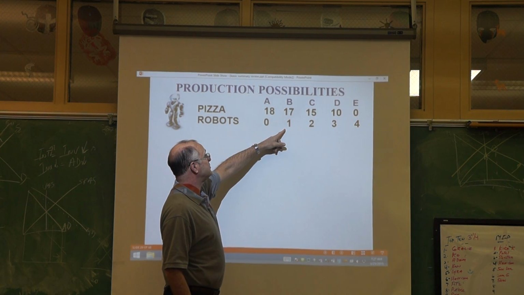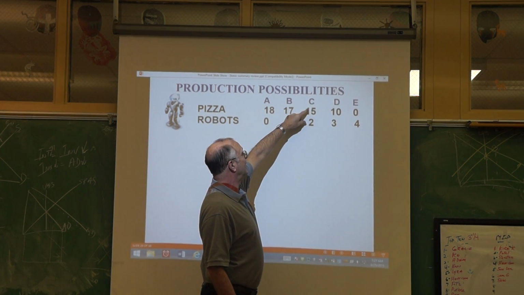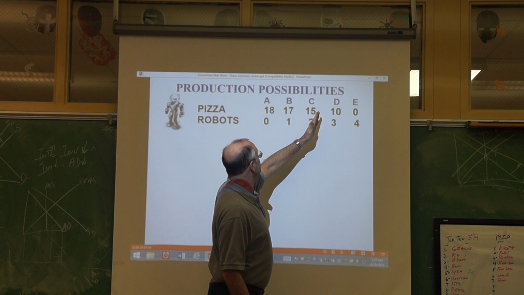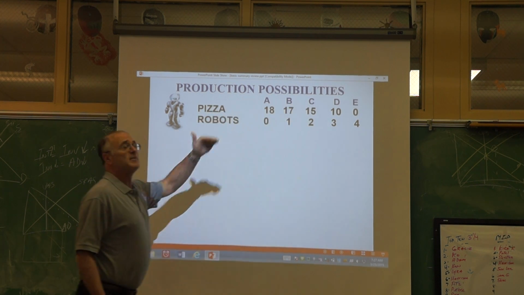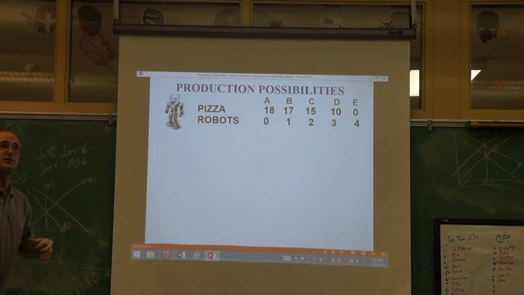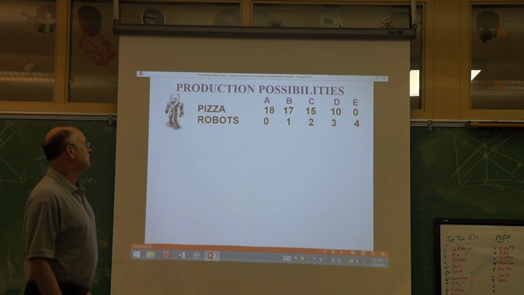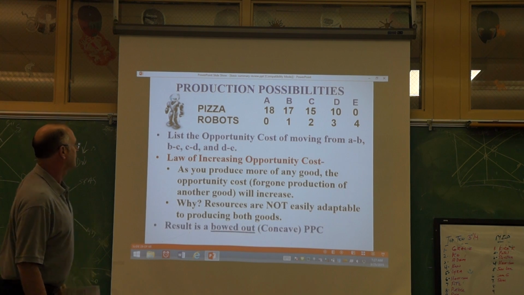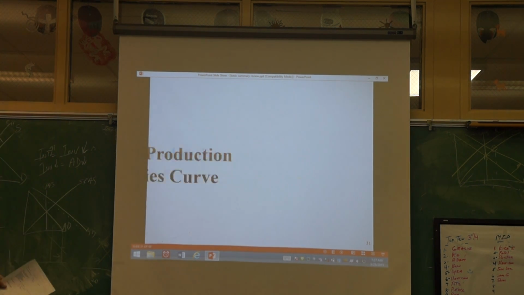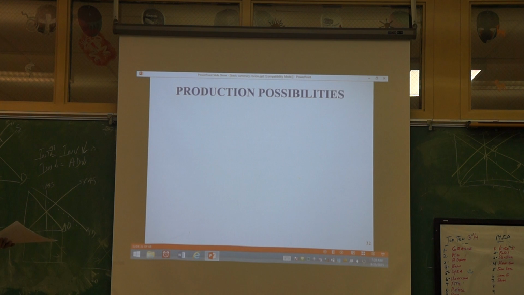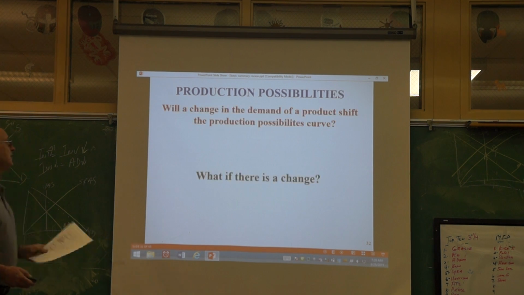So it doesn't really cost me that much. But then as I'm starting to make more robots, I'm now starting to take pizza makers and train them to be robot makers, so now it's hurting my pizza maker, so the opportunity cost increases. Okay? Good question. All right, here are the shifters of the production possibilities curve.